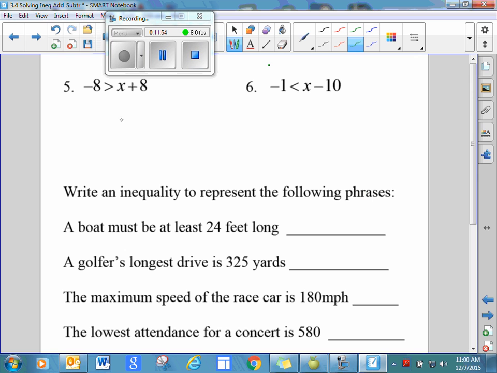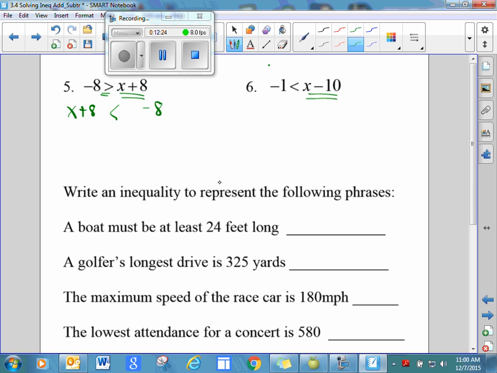Okay. So you'll notice 5 and 6 are a little bit different because the variable is on the right. All of the other ones that we've looked at, the variable's on the left. I think the easiest way to work these is to move this guy, x plus 8, and switch him and put negative 8 on the right. When you do that, you have to flip this sign. So it goes this way now.